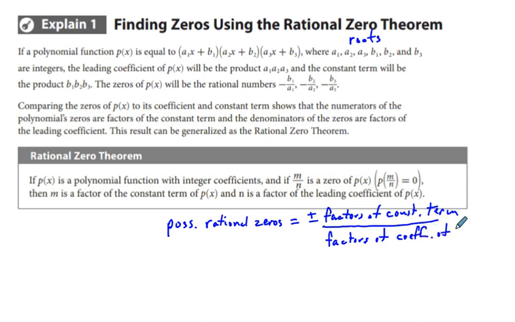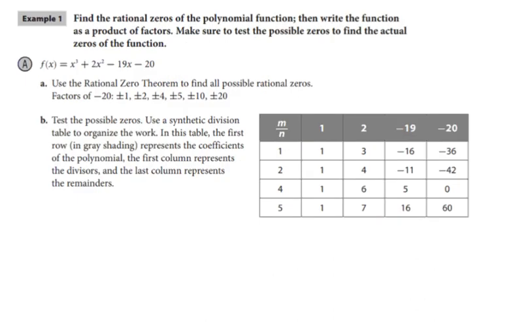Of first term. And we're going to apply the rational roots theorem, and we're going to test also. And here we have this function right here, f(x) equals x cubed plus 2x squared minus 19x minus 20.